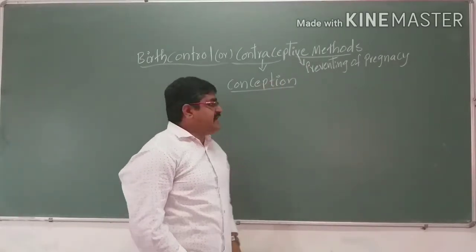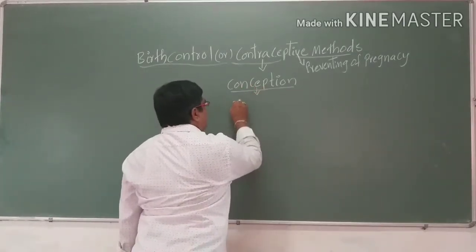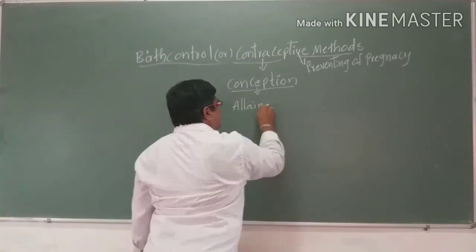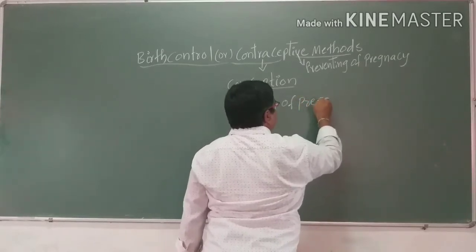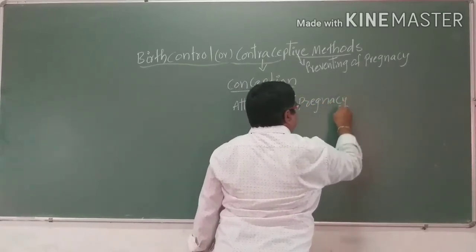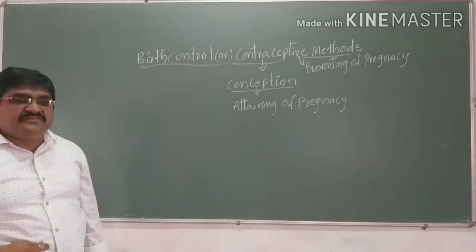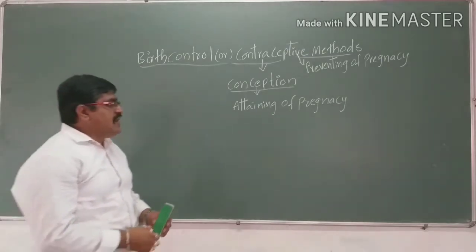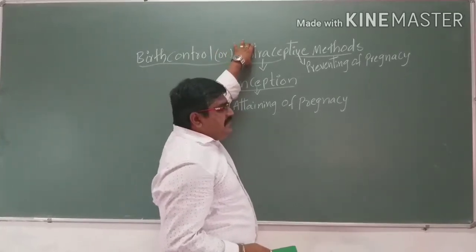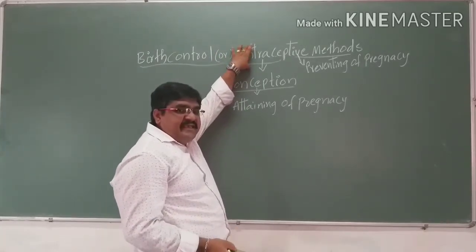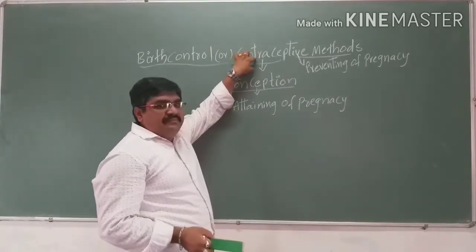And the second one is conception. What does conception mean? The attaining of a pregnancy. Pregnancy we can call conception. Conception means the producing of a pregnancy. Preventing, that means not attaining a pregnancy, such a condition we can call contraceptive methods.